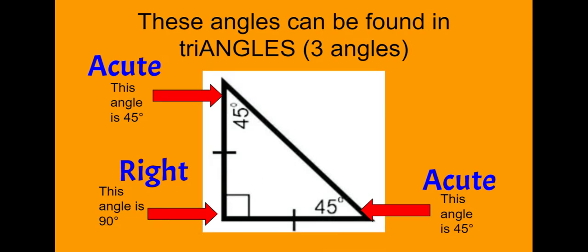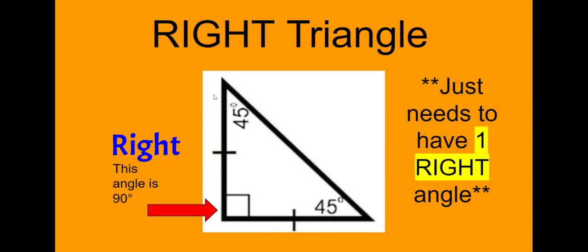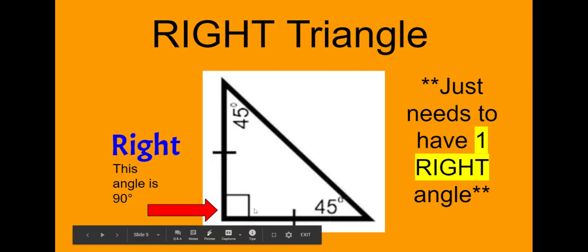Now we have names for these triangles. Because this triangle has at least one right angle, this triangle is known as a right triangle. In order to be considered a right triangle, it just needs to have one right angle. It doesn't matter where it's located as long as it has one right angle.